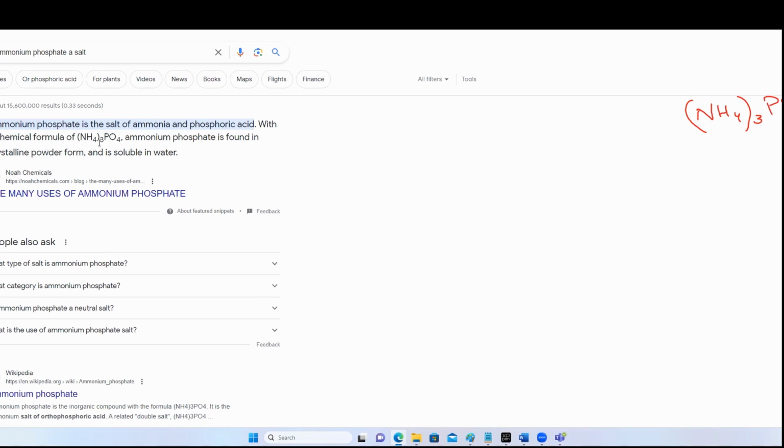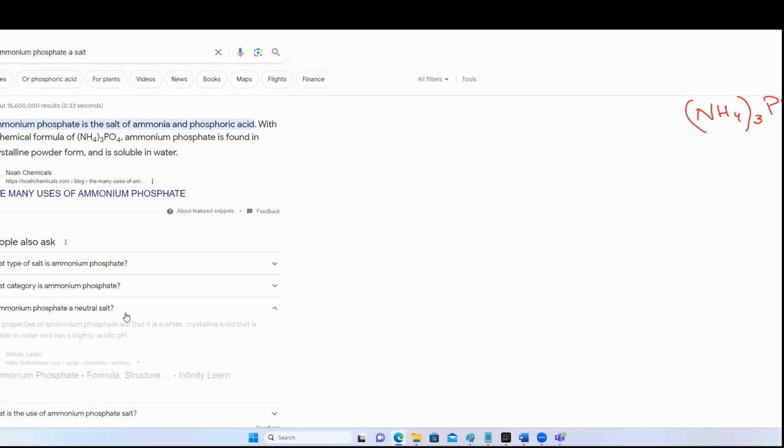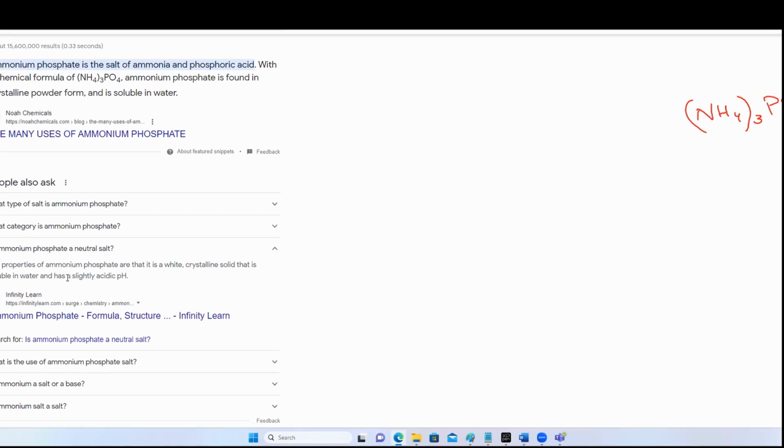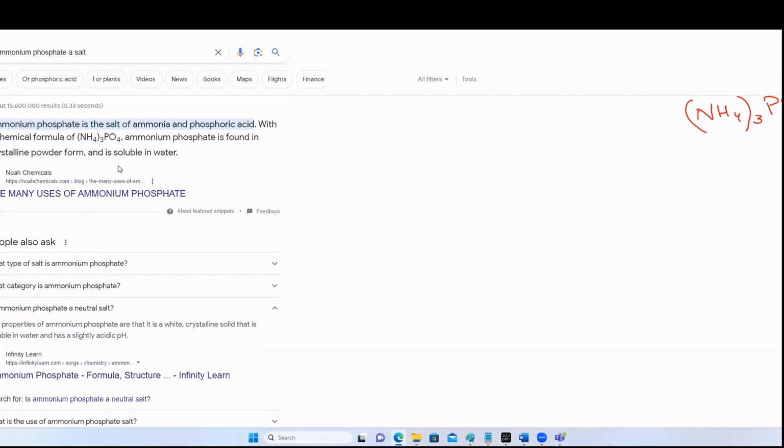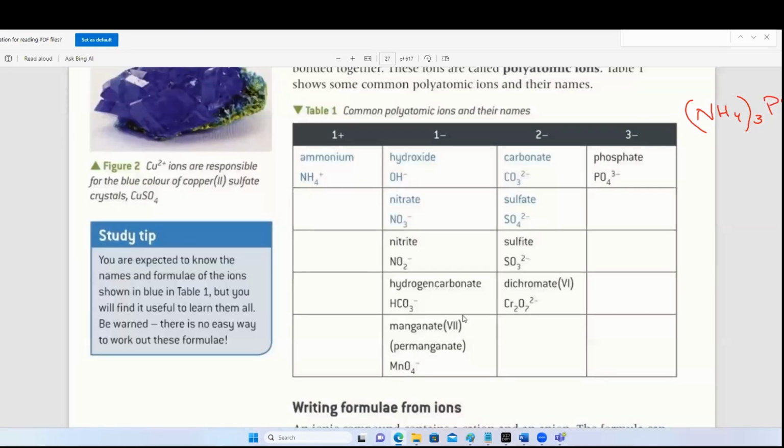So it is a salt, and it confuses me a little bit. I always thought that salt should have a neutral pH. So is ammonium phosphate a neutral salt? It is a white crystalline solid that is soluble in water and has a slightly acidic pH, around 4 point something. So it's slightly confusing, but let's hope that it's not in your course for now. Let's just move on.